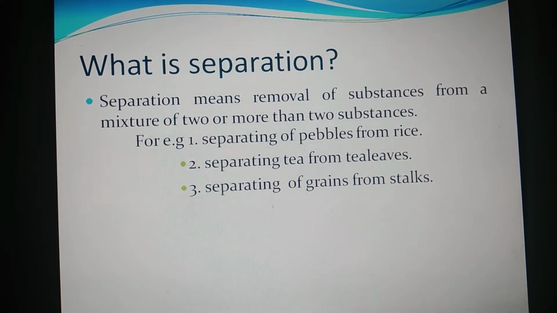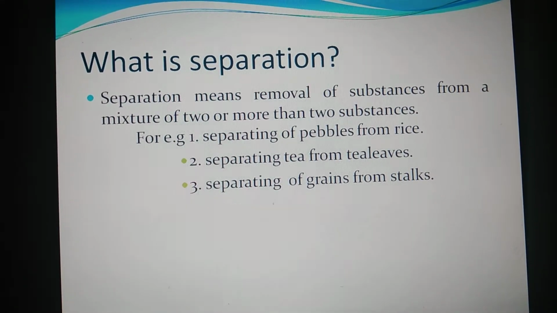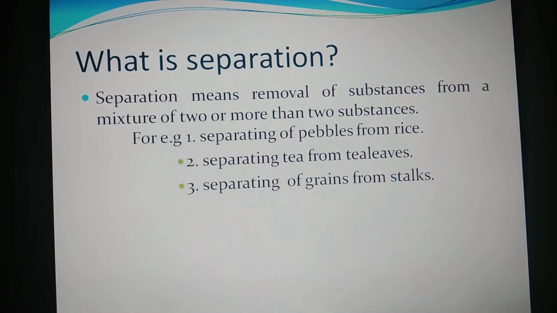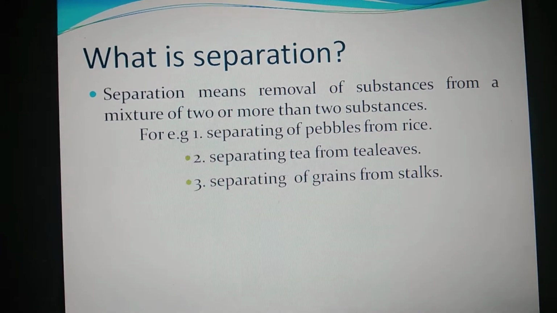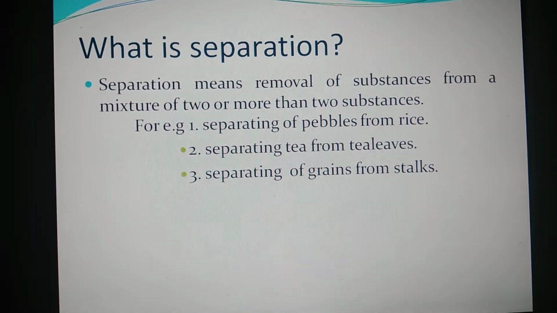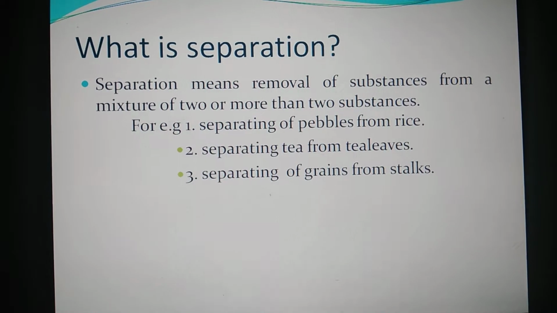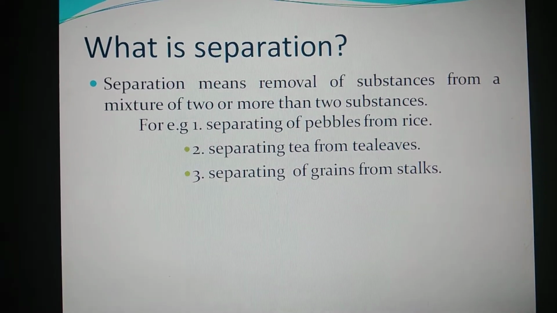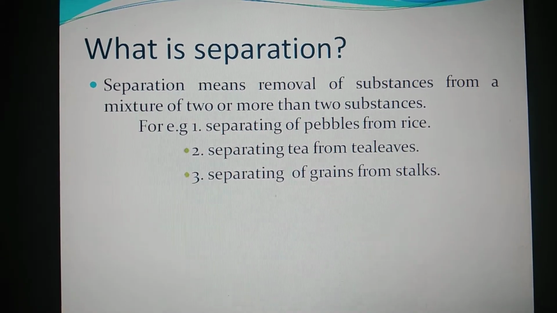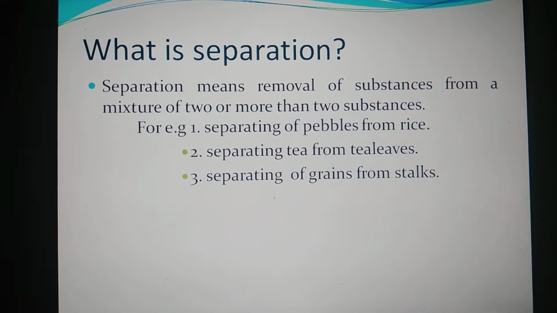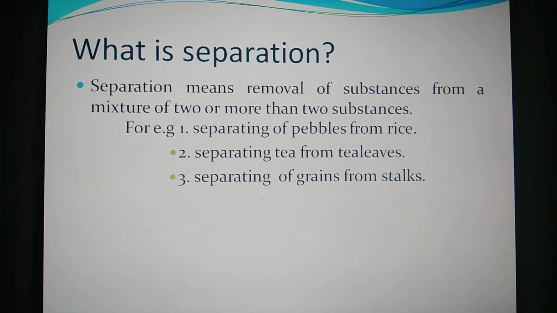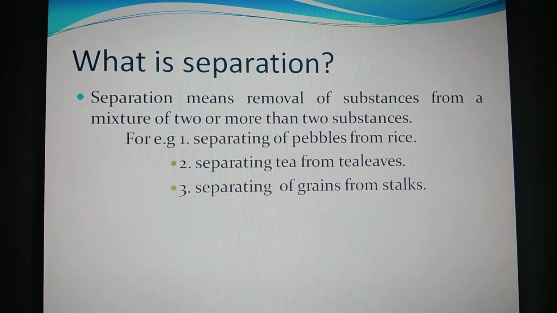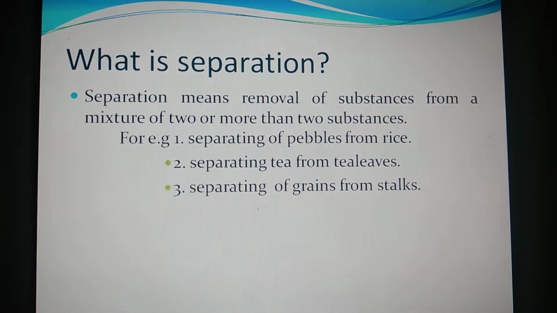When two or more than two substances are mixed together in any proportion, then we need to separate out those substances which are useful for us. For example, separating of pebbles from the rice. So we have to remove the pebbles from the rice to get good foodstuff. Another example is separating of tea from tea leaves. So we separate out tea leaves with the help of a strainer to get tea, and to separate out grains from the stalk. Next we will discuss the different methods of separation.